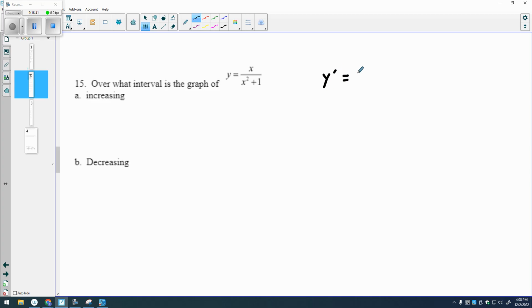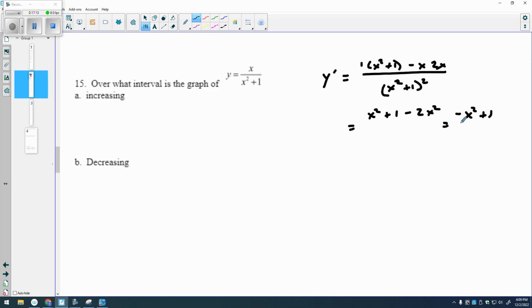Okay, so let's do quotient rule. Derivative of the top times the bottom minus the top times the derivative of the bottom, all over the bottom squared. Okay, simplifying the top a little bit, I get x squared plus 1 minus 2x squared, which gives me a negative x squared plus 1 all over (x squared plus 1) squared.